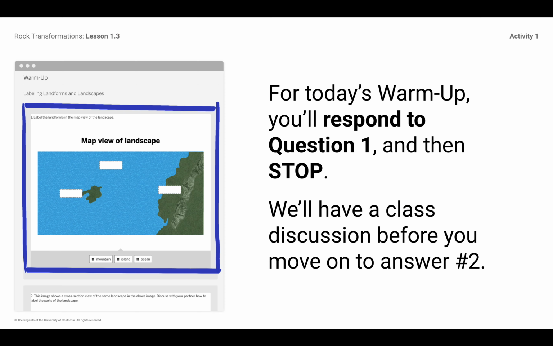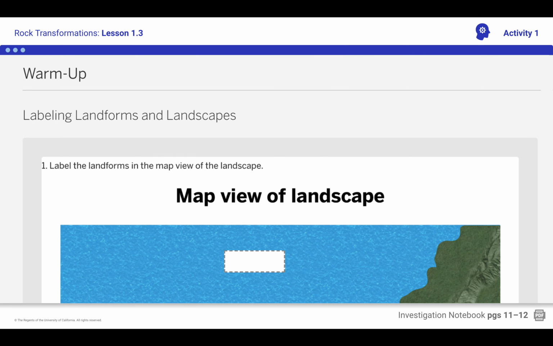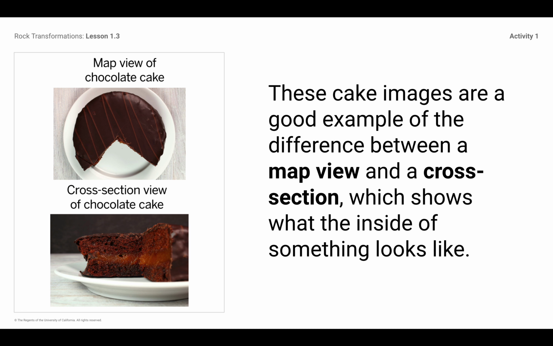All right, so the first thing is you're going to log on to Rock Transformations 1.3 and do the first part of the warm up. It's just where you're going to grab these three labels and label. I had the kids in class stop after question one, but go ahead and let's move on to question two for you. This is just really an overview, a reminder of what a cross section looks like and the difference between a map view and a cross section view, because we're going to be working in the sim today.